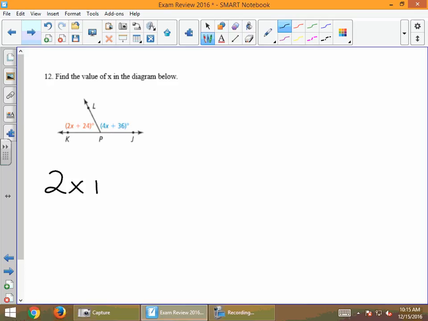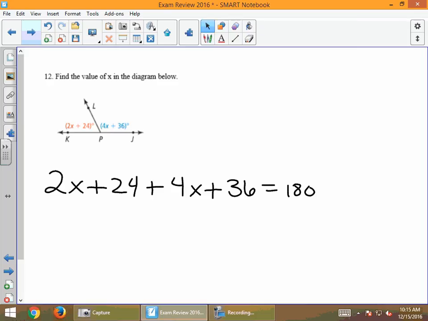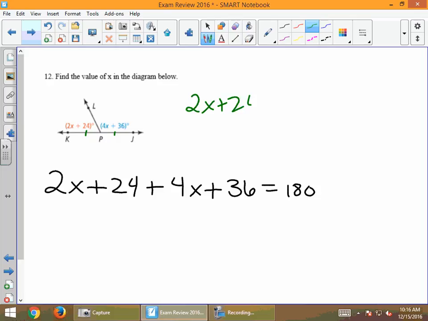So we're going to do 2x plus 24 plus 4x plus 36 equals 180. You have to be super careful on this problem though. What's really tempting to do, if you don't recognize that we're dealing with angles, is that it looks like this line is cutting this segment in half, and those measurements are written above the segment. So it's super tempting to do this.